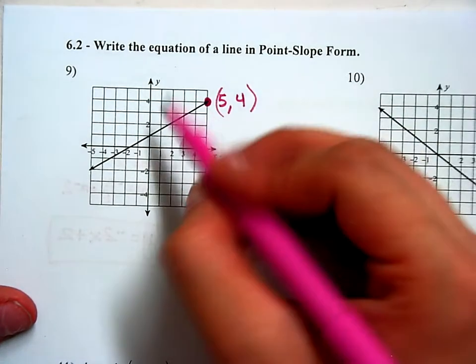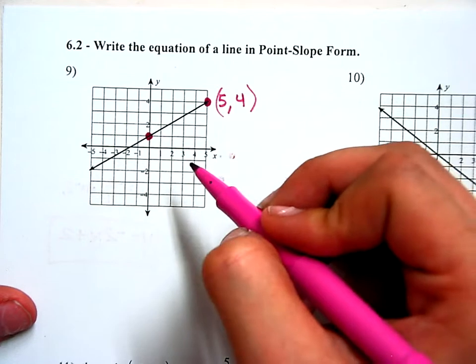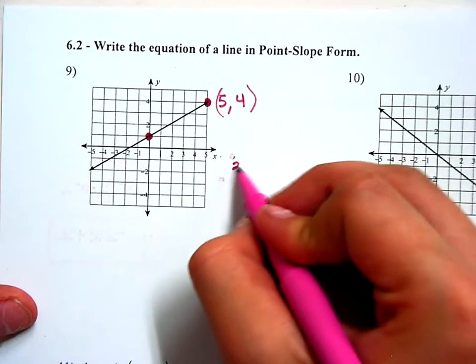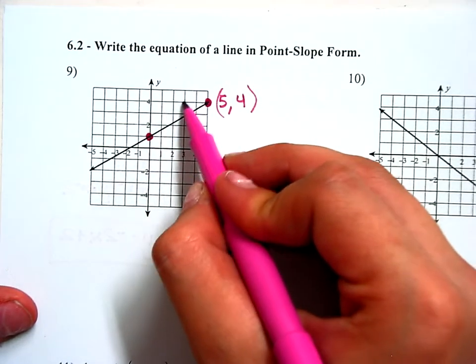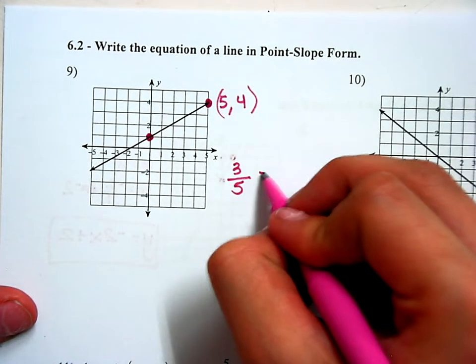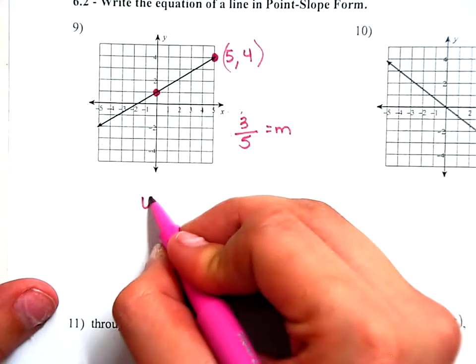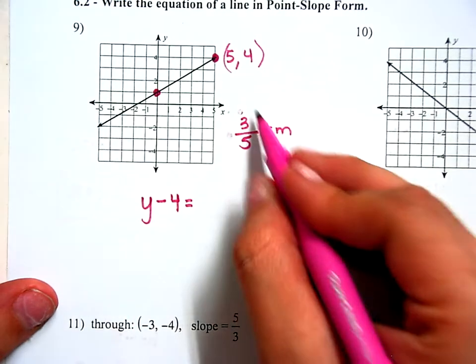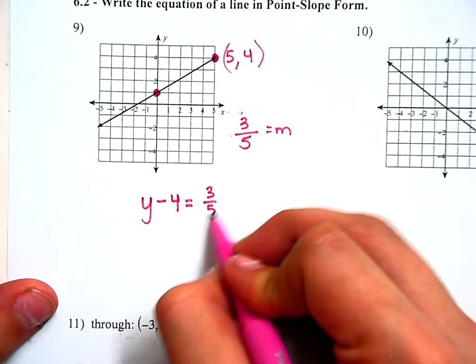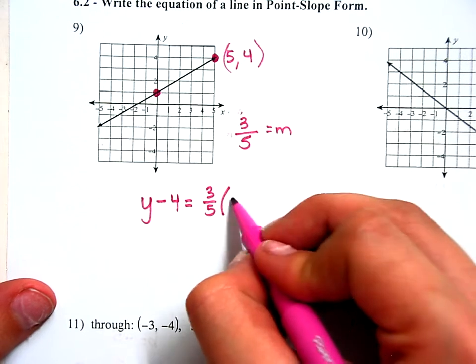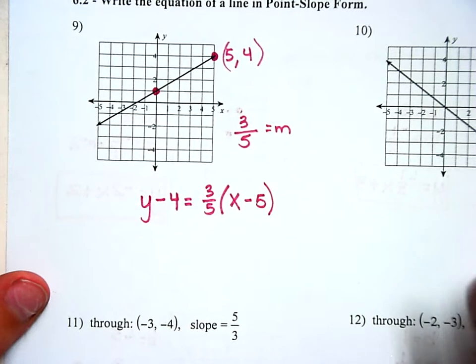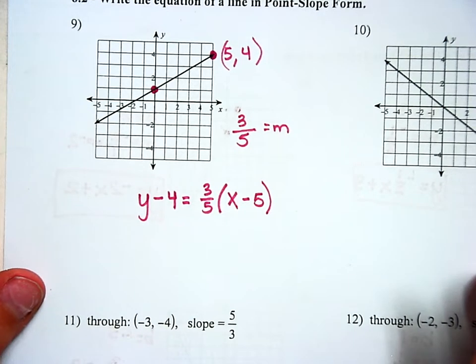I also can find my slope. So let's find another point on the line and let's count our slope, rise over run. So 1, 2, 3, and over 1, 2, 3, 4, 5. So this is going to be our slope. Okay, we're ready to write our equation. So I've got y minus our y value, which is 4, equals our slope, 3/5, times, and then in parentheses, x minus our x value, which is 5. Leave it like that, and you have written it in point-slope form.